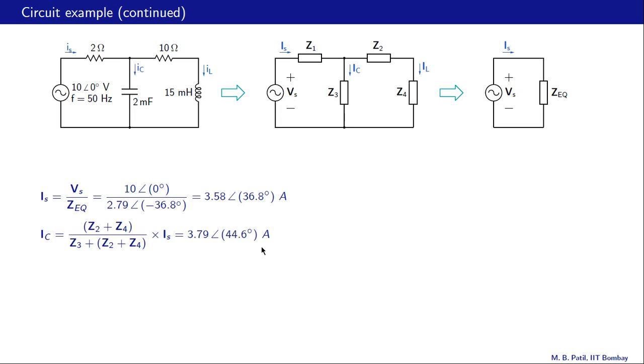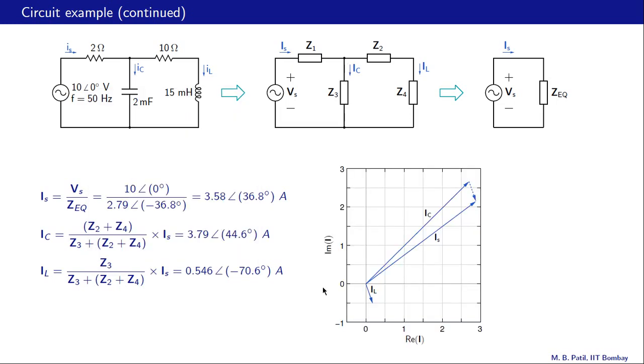What about IL? We can get IL in two ways. One, Is minus Ic gives us IL by KCL, or we can use the current division formula. IL is equal to Z3 by Z3 plus Z2 plus Z4 times Is. Either way, you should get this number for IL. And now let us draw the phasor diagram which describes the KCL equation at this node.